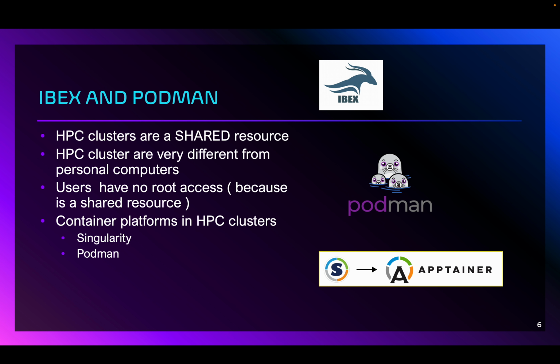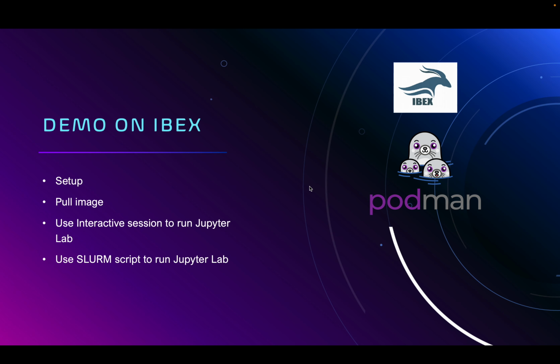So on Ibex, we have two programs able to handle containers, Singularity and Podman. These two tools are good for rootless containers, and this will also help you deal with installing whatever you want without breaking anyone else's pipeline or project. So today we're going to run an example. This demo is going to cover only some basics, like how to set up and pull an image, but the goal is to show how to connect to a Jupyter server in two different ways.